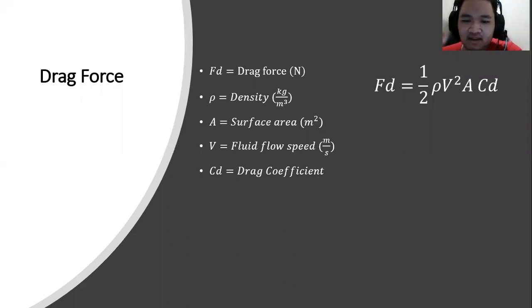Drag is a force that inhibits the movement of a solid object through a fluid. It can be liquid or gas. The formula is similar to the lift force. The drag coefficient indicates the value of the fluid resistance received by an object. The value of the drag coefficient depends on the shape of the geometry.